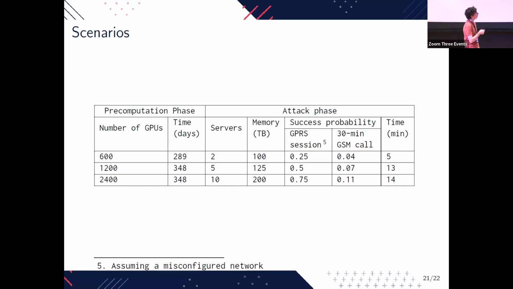And if we take just the data point of 30-minute GSM calls, we have an 11% chance to correctly decrypt the GSM call in 14 minutes. And those results apply to all the ciphers that use a 64-bit key, so A5/1, A5/2, A5/3, GEA1, GEA2, GEA3.